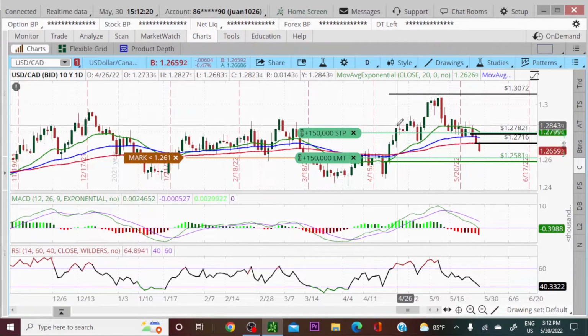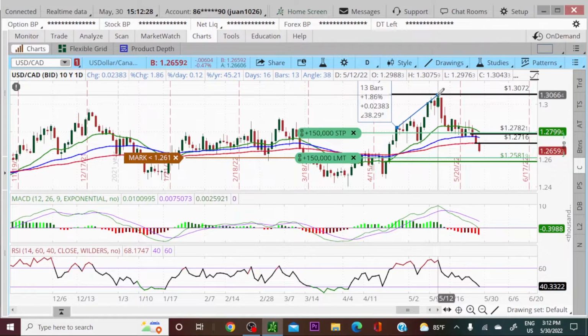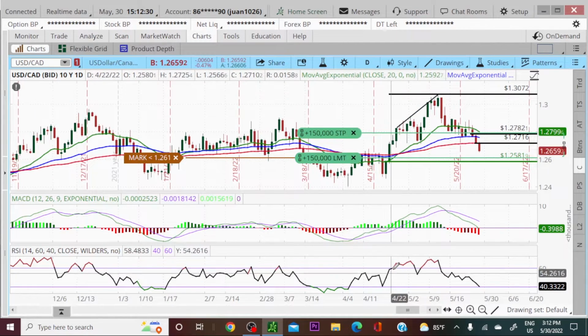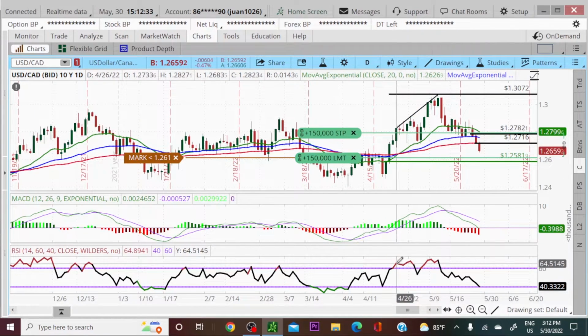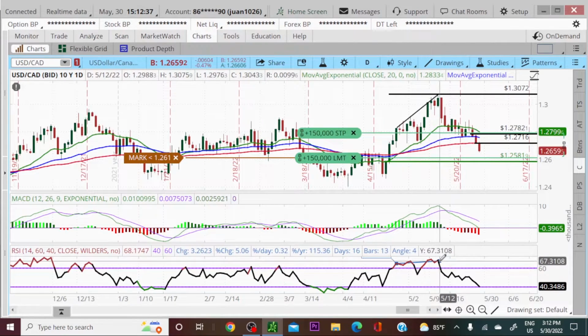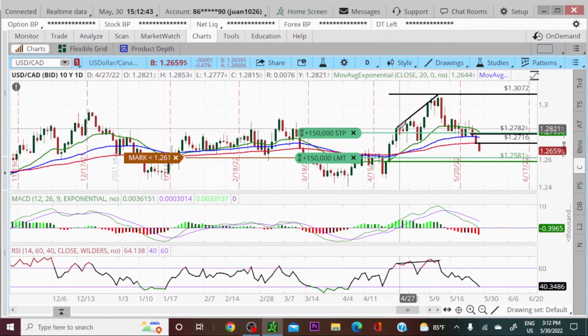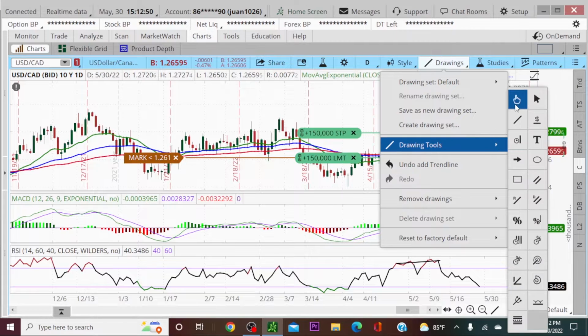The divergence right here until here, right? And right here until here. You know, it is a beautiful divergence. See, higher high and lower low. That was the reason that I took this trade.